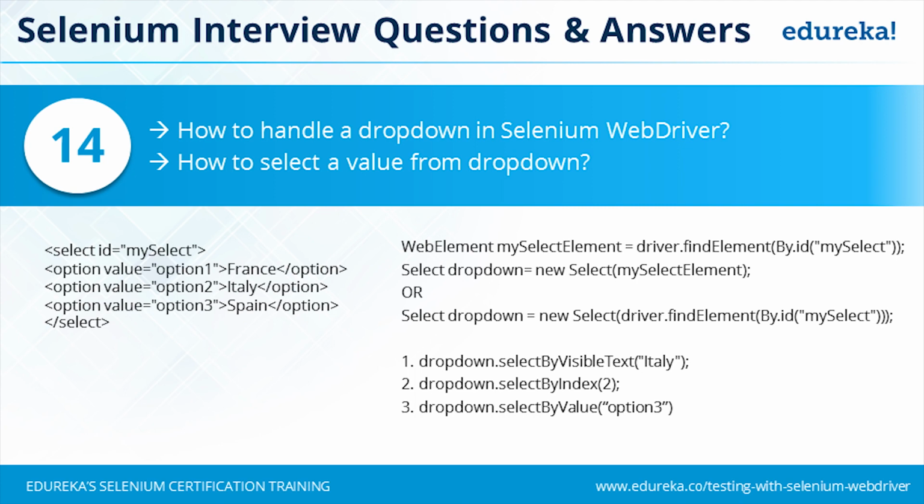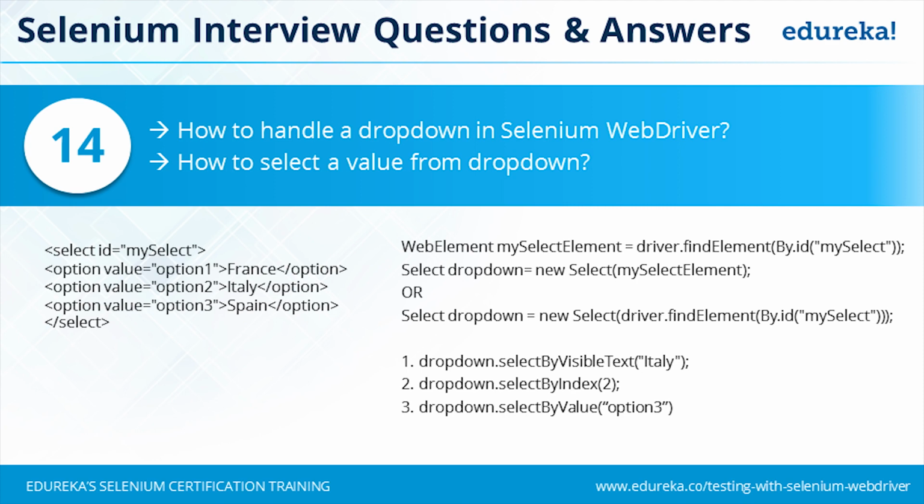First of all, I'll have to select the particular dropdown, and then only I can go into the options that are available for the dropdown. I cannot directly access the options. Then select dropdown is equal to new select as my select element. This is the code just for selecting that dropdown to work with. Or I can directly say select dropdown is equal to new select driver.find element by ID as my select. So now within this dropdown option, I have my dropdown for which there are different options available.